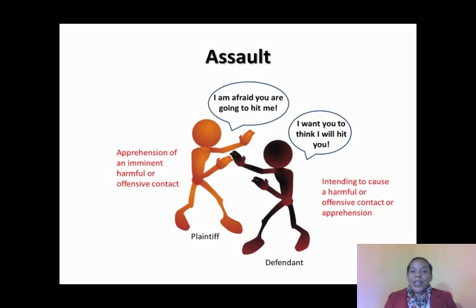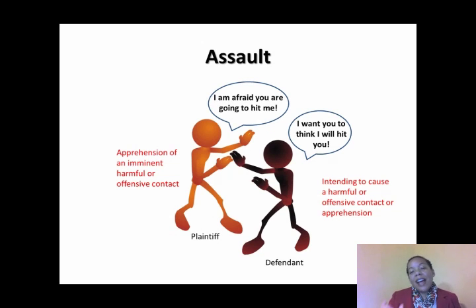Now, let's take a look at this picture. On one hand, our potential plaintiff is saying, I'm afraid you're going to hit me. Now, I've substituted the term afraid, but really when we consider assault, we should be saying apprehension. So our potential plaintiff is saying, I'm in apprehension that you're going to hit me, while our potential defendant says, I want you to think that I will hit you, right? So language from our rule says the potential plaintiff is in apprehension of an imminent harmful or offensive contact, and our potential defendant is intending to cause a harmful or offensive contact or apprehension, right? So one is saying, I am intending to cause this apprehension, and the other one is actually in apprehension of the consequences.